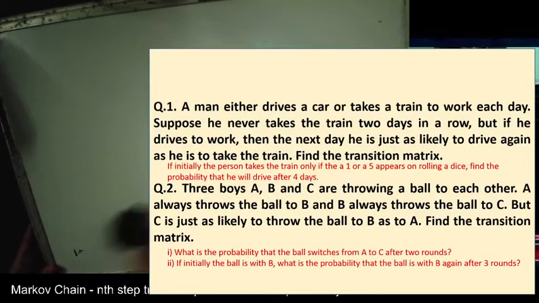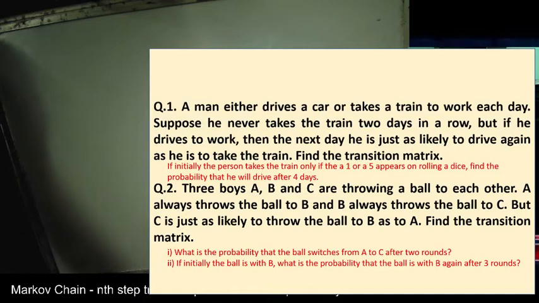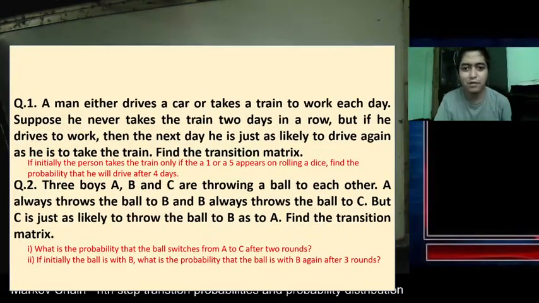Again, it is something that we had done before, but I had added some extra questions. Question number 1, we had already seen this question. Refer to the link in the description for the video on how we find this transition matrix. But you can see the red mark over there. If initially the person takes a train only if a 1 or a 5 appears on rolling a dice, then find the probability that he will drive after 4 days.